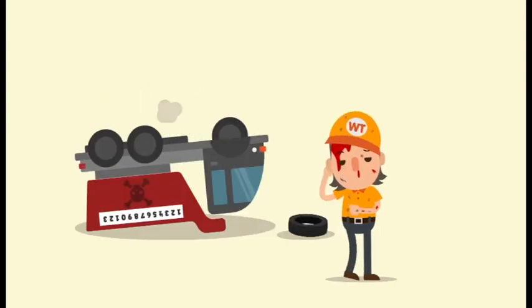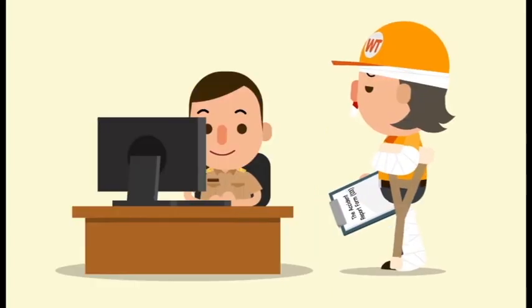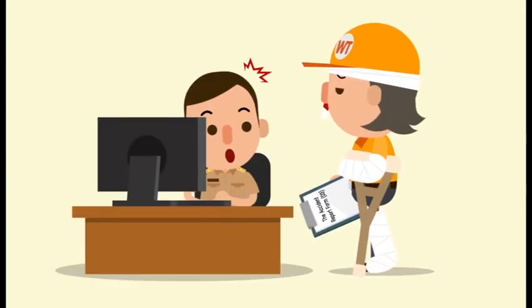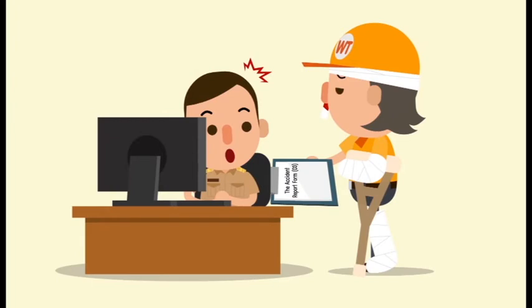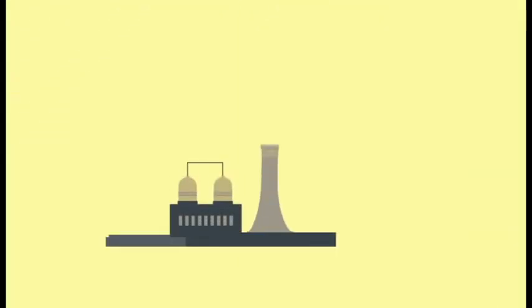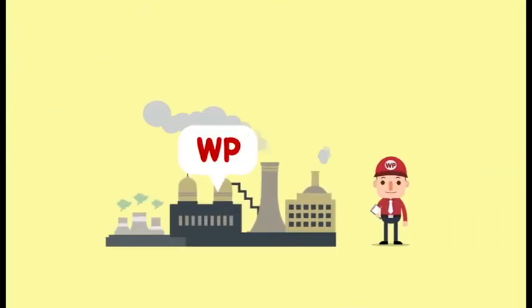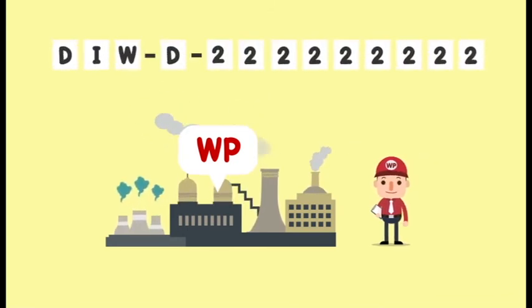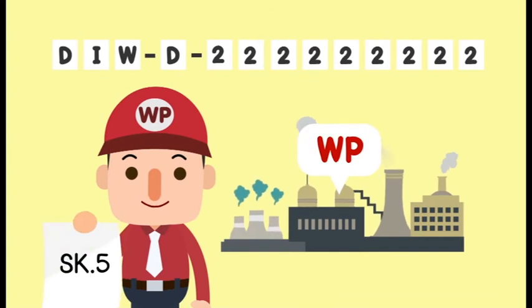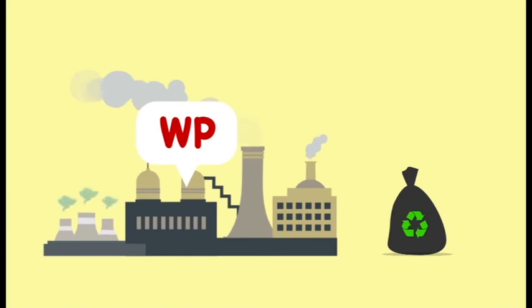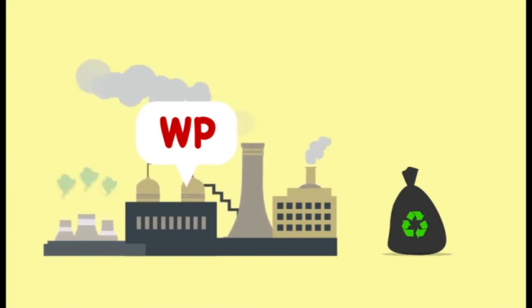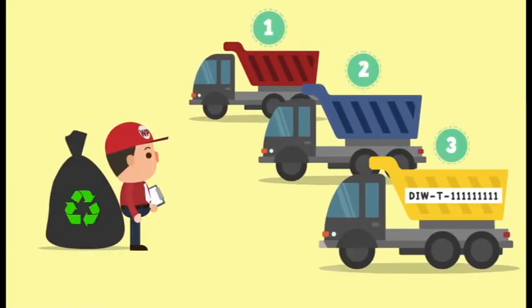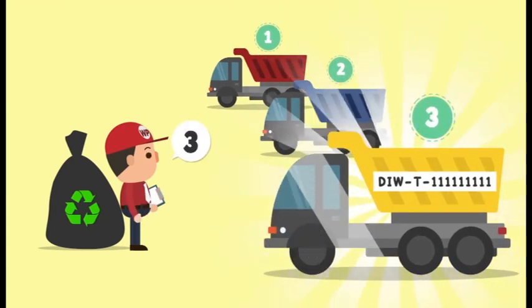In case of an accident during the transportation, the accident report will be required within 7 days from the day the accident occurs. For the waste processor, or WP, the 13-digit identification number will be required for hazardous waste disposal, as well as submitting the annual report, SK5. In case second-generation waste is generated from the treatment or recycling process of the first WP, there must be an appointment of other WP for further treatment or disposal.